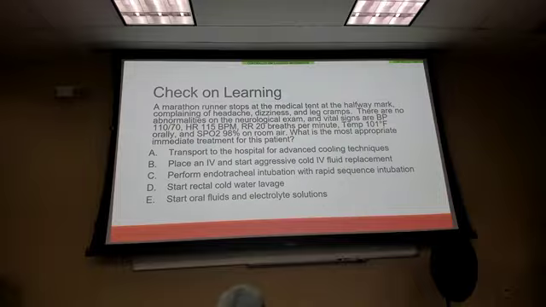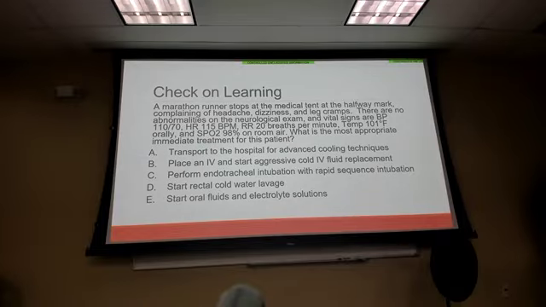Let's do another one. All right, that starts with a marathon runner, so probably not a cold injury. Marathon runner stops at the medical tent at the halfway mark, complaining of headache, dizziness, and leg cramps. No abnormalities in the neurological exam. Vital signs are blood pressure 110/70, heart rate 115, respiratory 20, temp 101, SpO2 98% on room air. What is the appropriate initial treatment?